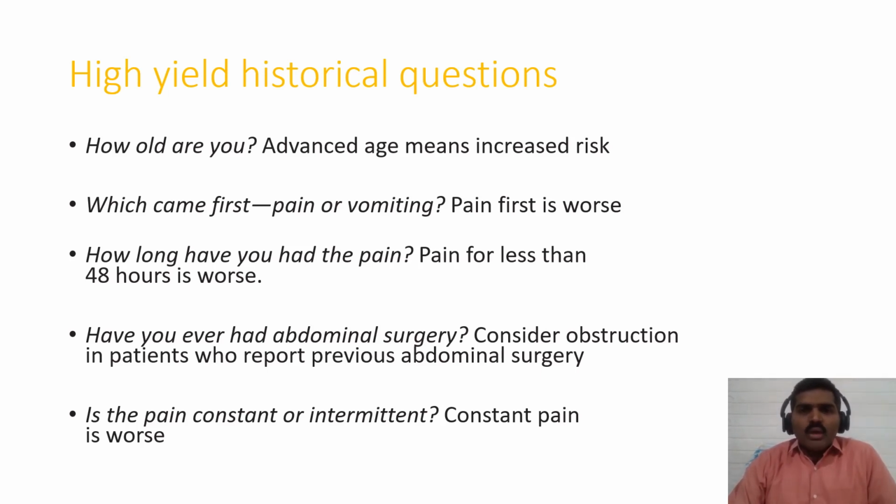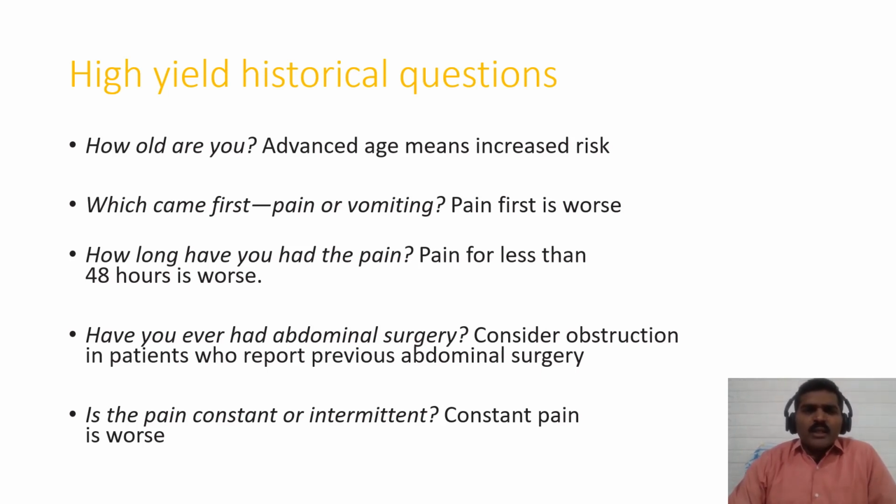Have you ever had an abdominal surgery? Consider obstruction in patients who report previous abdominal surgery and present with abdominal pain and abdominal distension. Is the pain constant or intermittent? Constant pain is usually worse. Have you ever had this type of pain before? A report of no prior episodes is worse.